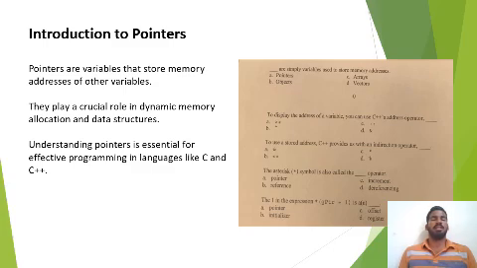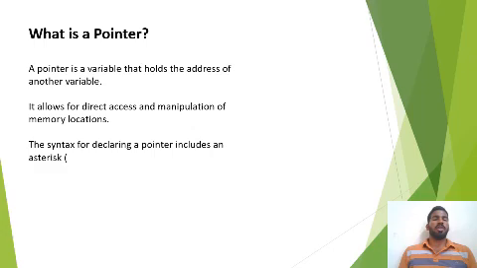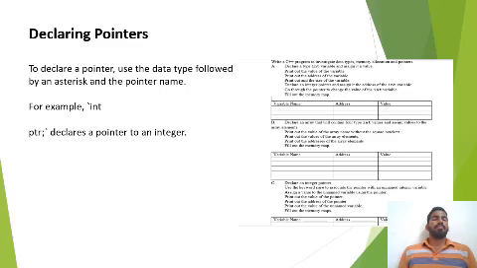What is a pointer? A pointer is a variable that holds the address of another variable. It allows the direct access and manipulation of memory locations. The syntax for declaring a pointer includes an asterisk. Declaring pointers. To declare a pointer, use the data type followed by an asterisk and the pointer name. For example, int *ptr declares a pointer to an integer.